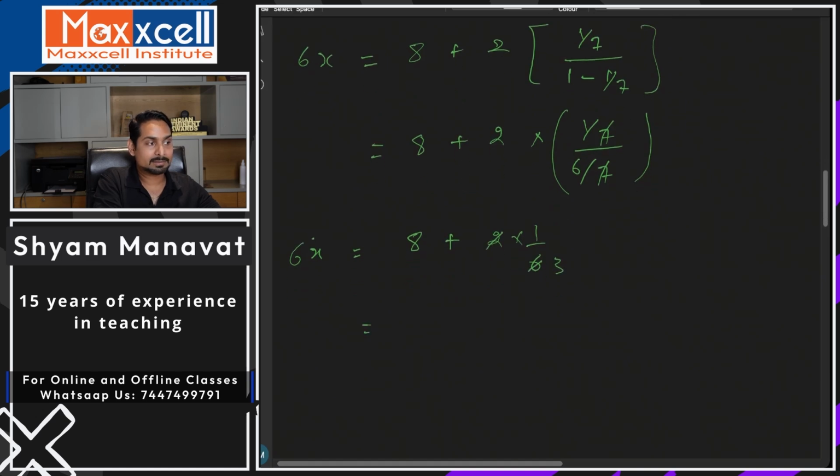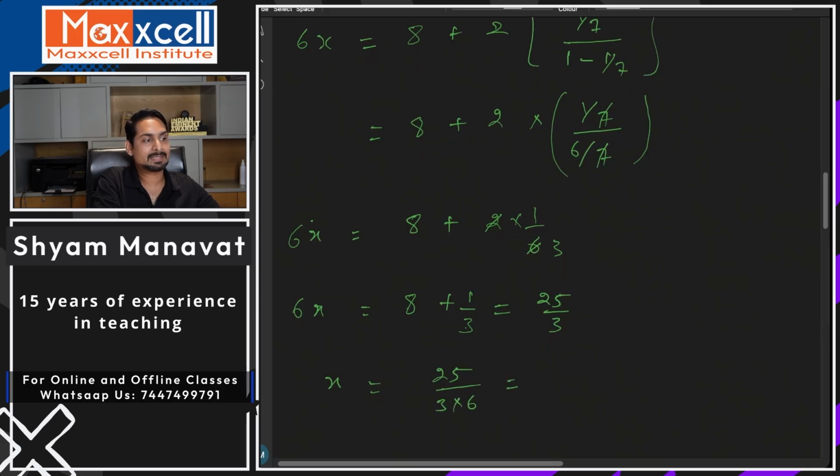I am writing all these steps because it is a concept builder video, guys. Simplify this. Here you get 25 by 3. This is 6x. So here x will be equal to what? 25 by 3 into 6. The answer is 25 by 18.